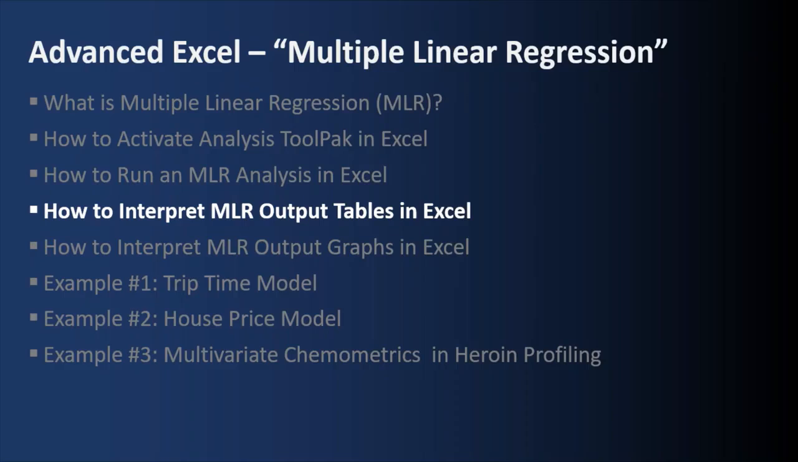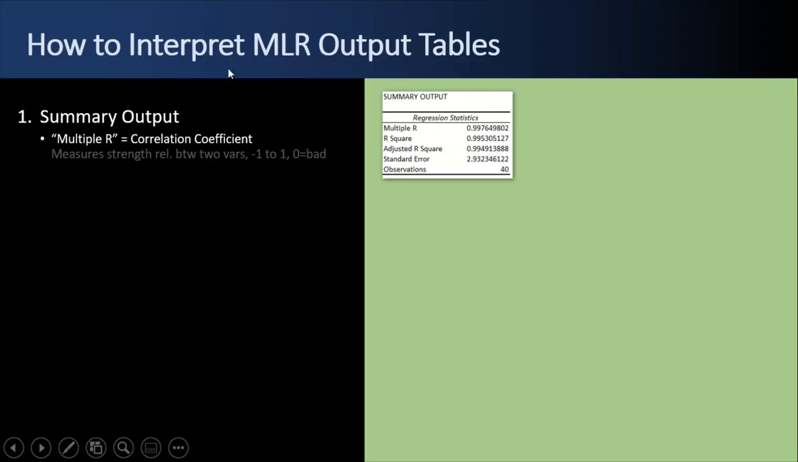Next up, how to interpret MLR output tables in Excel. So how do we interpret the MLR output tables? Well, let's start with the first table, the summary output table. And we'll walk through all these different variables that are listed in the regression statistics subcategory.